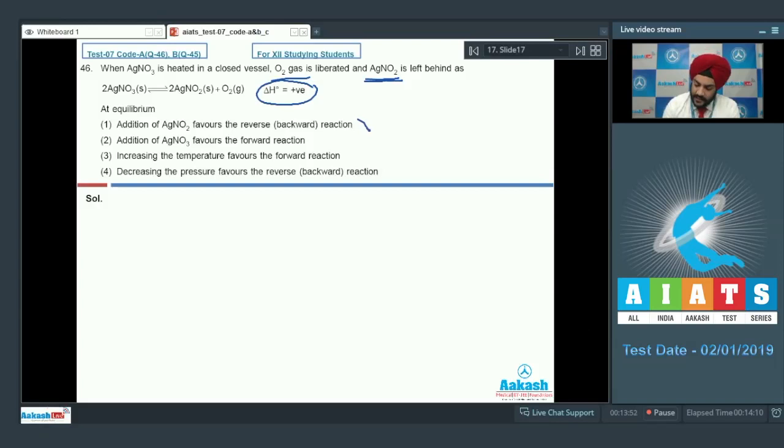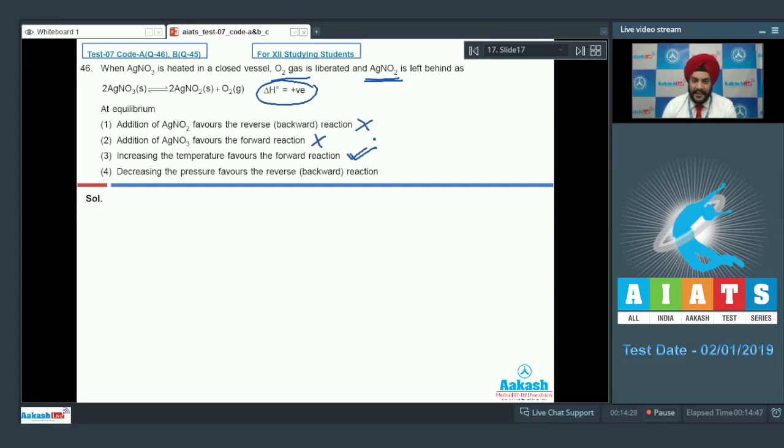This is incorrect, students. Addition or removal of solid components does not affect the heterogeneous equilibrium, as the concentration can be taken to be constant. So automatically statement 2 also becomes incorrect. If you look at the third option now, increasing the temperature favors the forward reaction. This is correct, students. The given reaction is endothermic, and we know that upon heating, the endothermic reaction shifts in the forward direction.